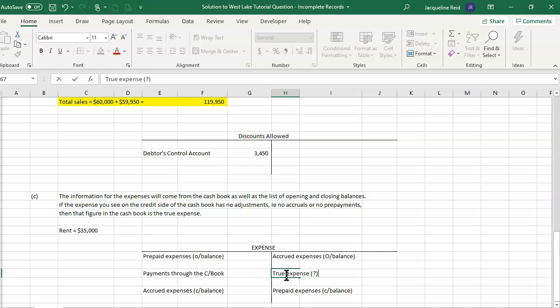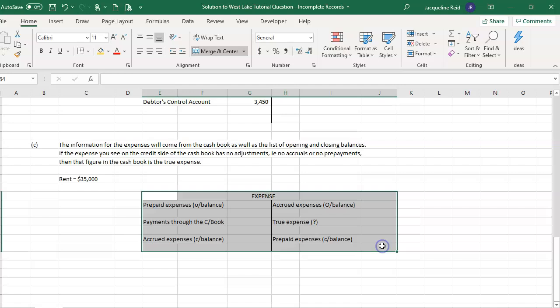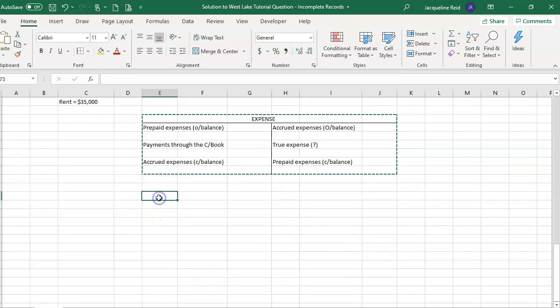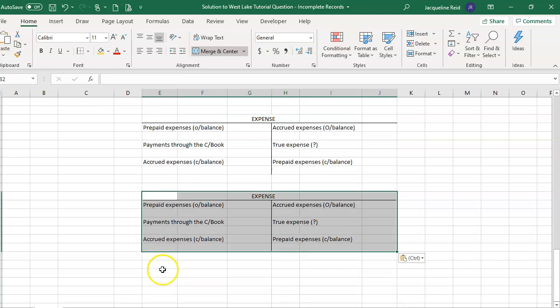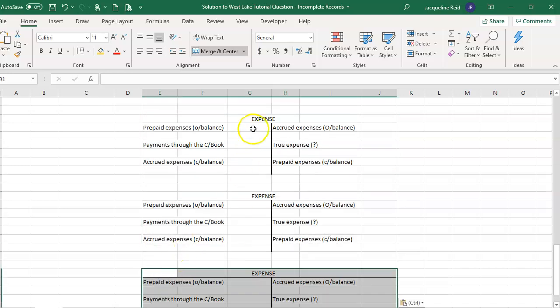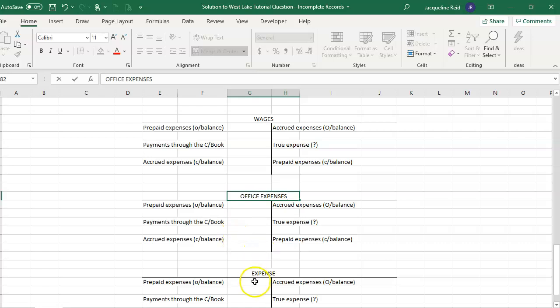Then we're going to just fill in the information that is in the question and quickly arrive at what is the true expense to be used, and we'll be using that expense in the trial balance. So here's my first copy, second copy, my third copy. What are my expenses? The question asks for wages. It asks for office expenses. And it asks for rates.